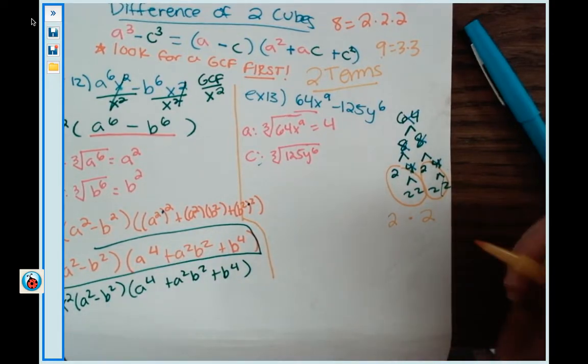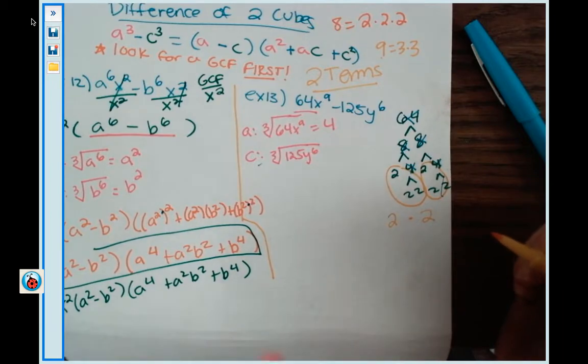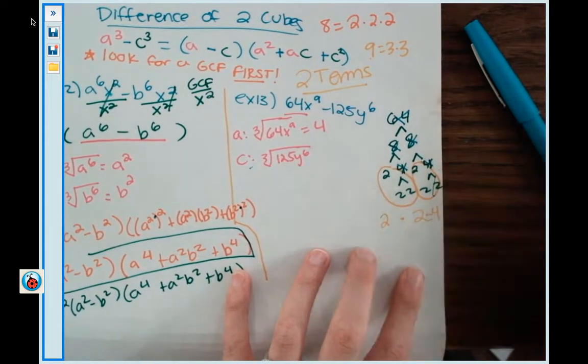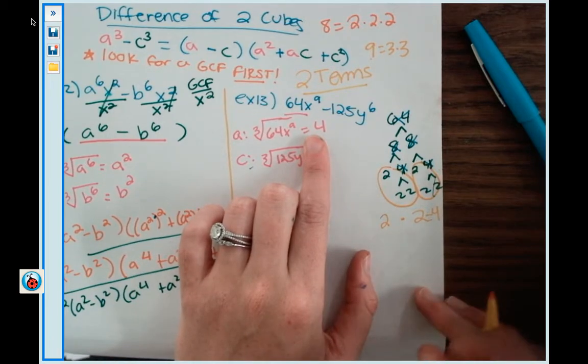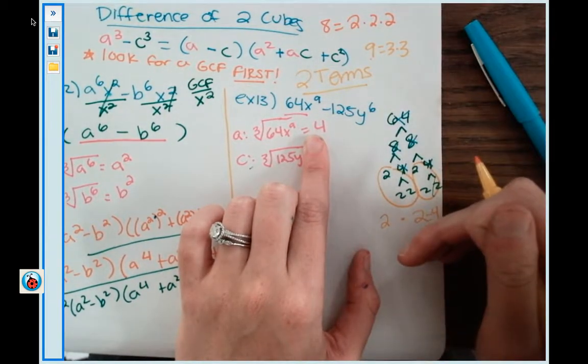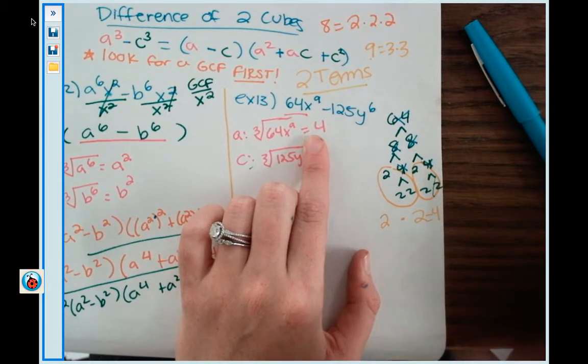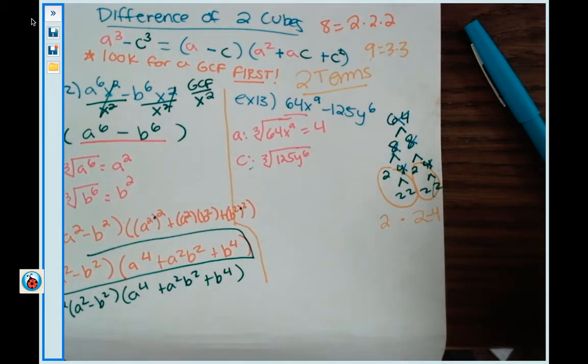And if it is a perfect cube, it shouldn't have anything left over, because that means if it's a perfect cube, there is a cube root. Okay, so 2 times 2 is 4. So the cube root of 64 is 4. So if you don't know the cube root, you can always do a factor tree and look for groups of 3 instead of groups of 2. All right, well, let's keep going.